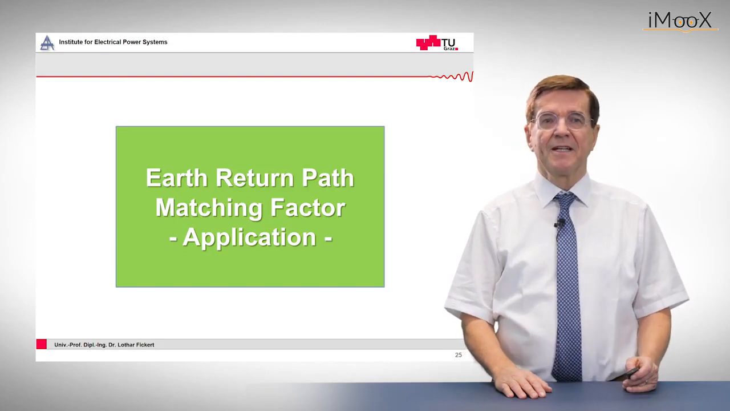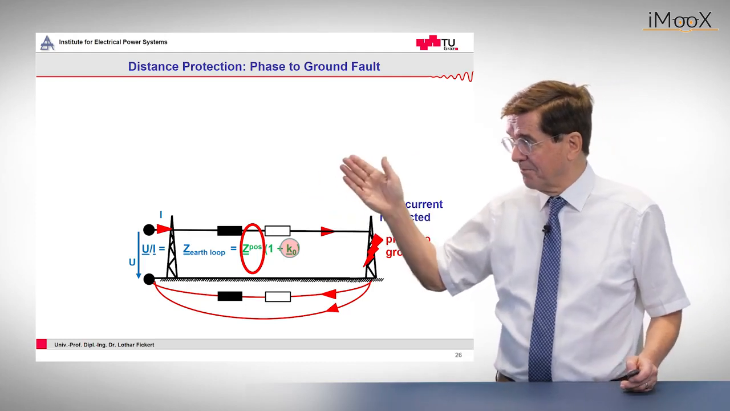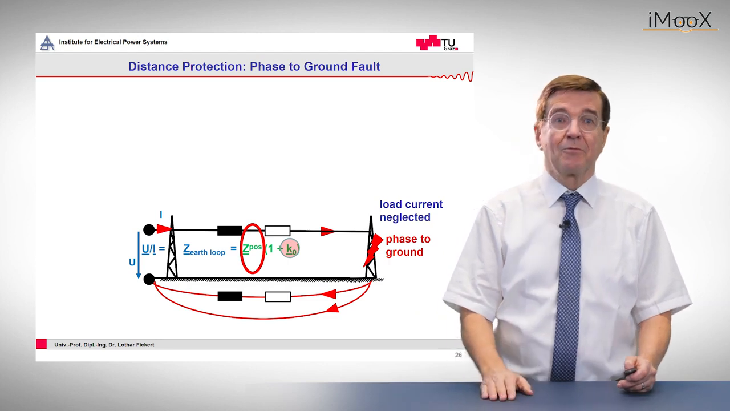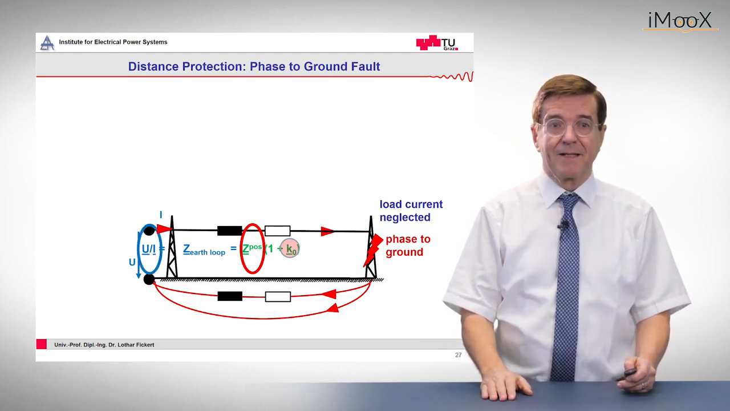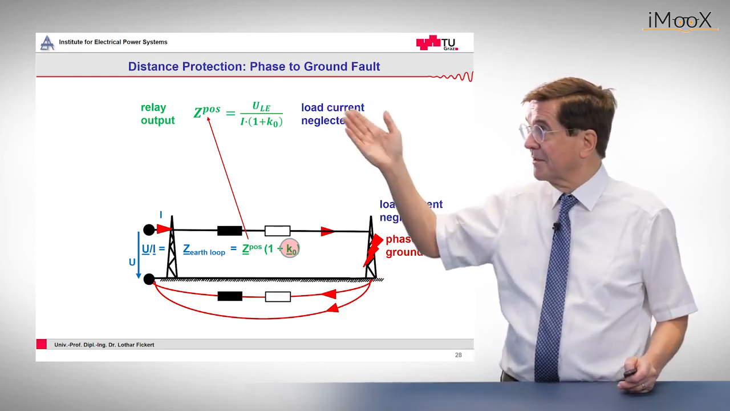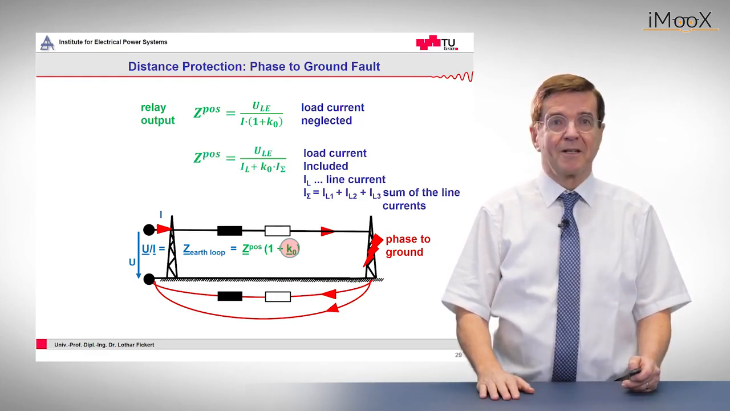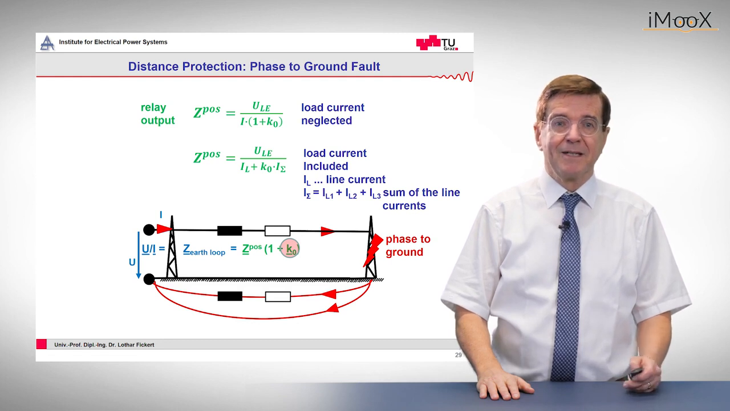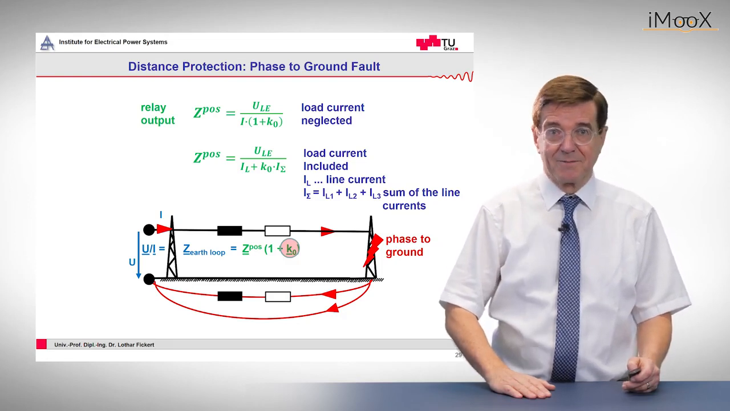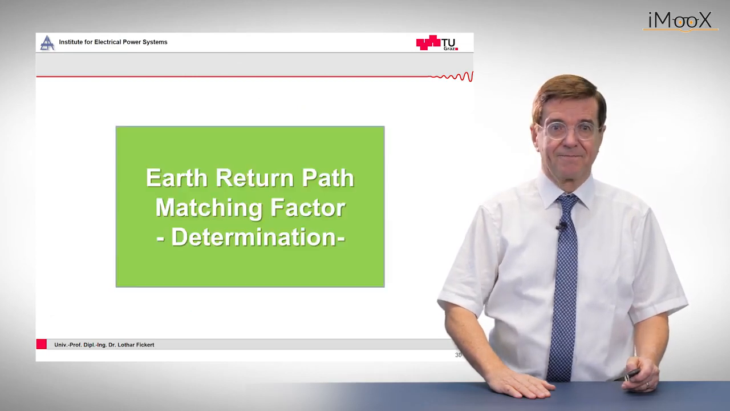So let's look first at the application. The application is we want to have the positive sequence impedance, which is the line impedance from the relay to the fault, but we measure the loop impedance. And the loop impedance then can be calculated back by applying this formula when we neglect the load current. And if we take substantial load current into account, then this formula is slightly modified. That means we have to include the line current and multiply it by this earth path impedance matching factor, multiplied with the sum of the line currents.